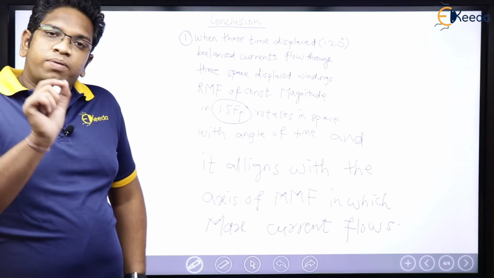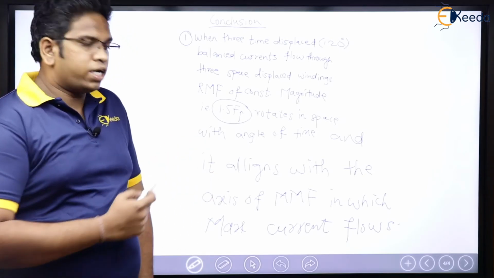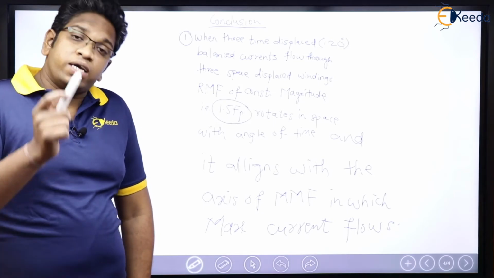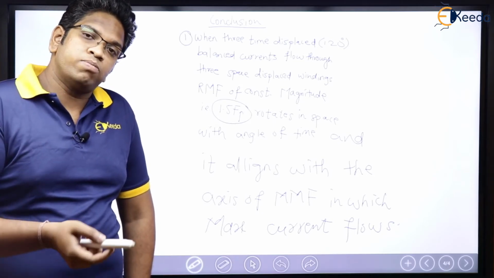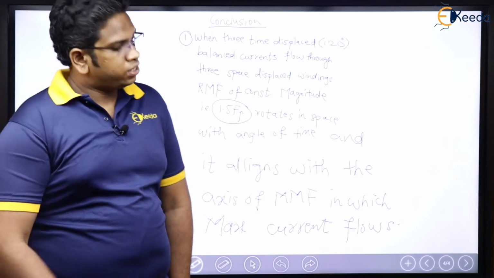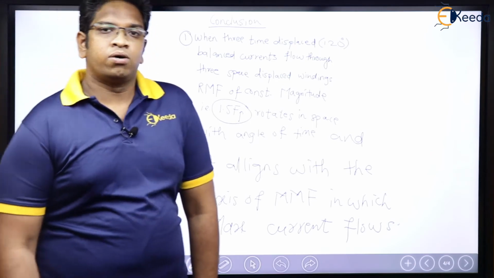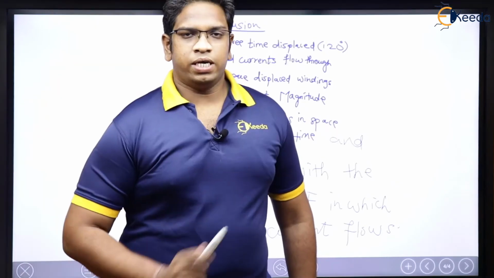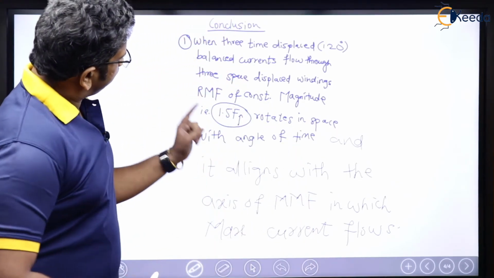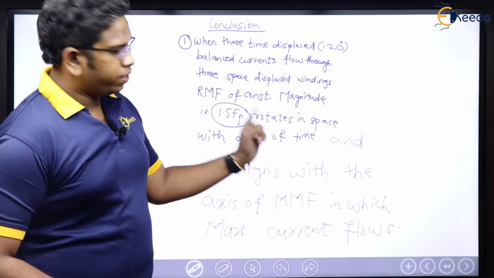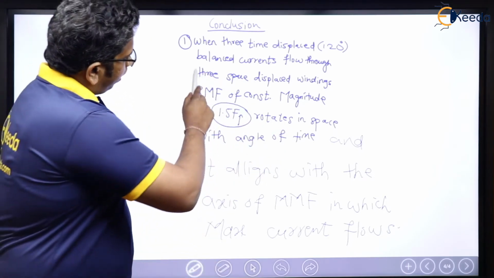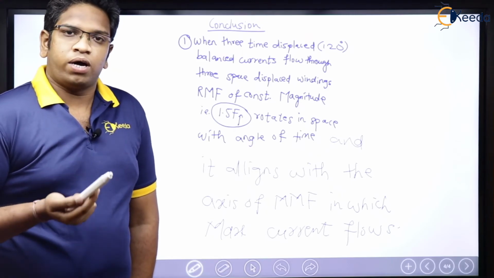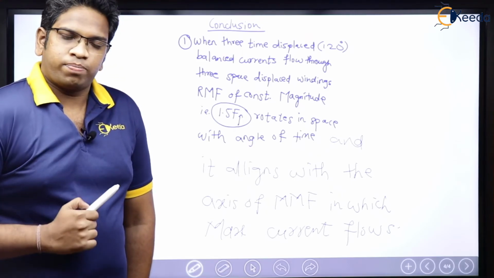And the rotating magnetic field aligns with the axis of MMF in which maximum current flows. This is nothing but about the rotating magnetic field produced by three-phase supply. Yes. So now see here. Whenever three time displaced, that is 120 degrees balanced currents flow through space displaced windings, what is going to happen? A rotating magnetic field is going to be produced.